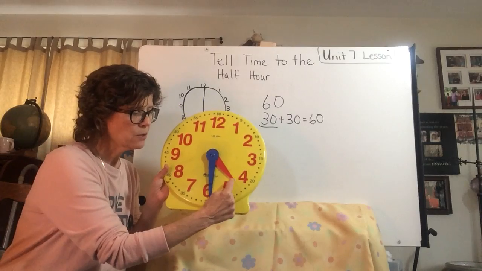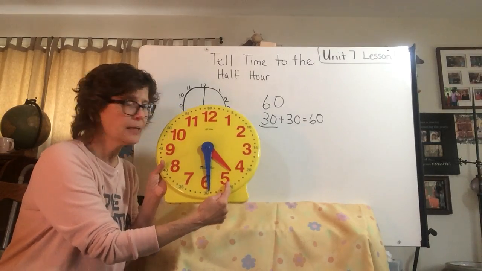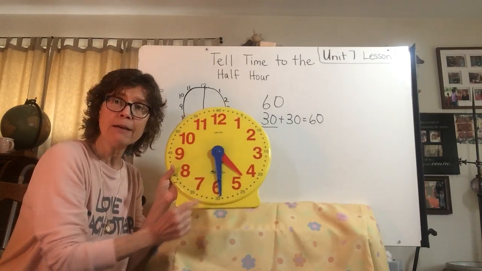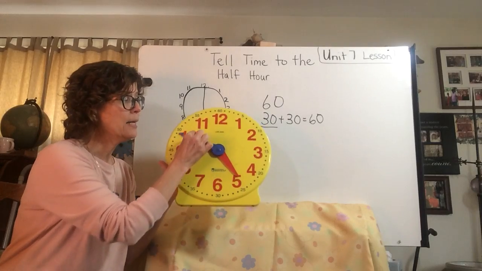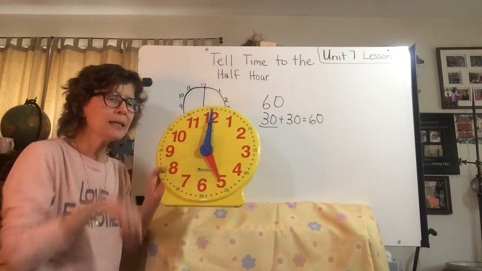4:30. So here's the 4. It's between 4 and 5 because it's not 5 o'clock yet. It's only 4:30. It's on its way to 5 o'clock. If I go this way, the next o'clock time would be 5 o'clock. Now you have to be really careful.